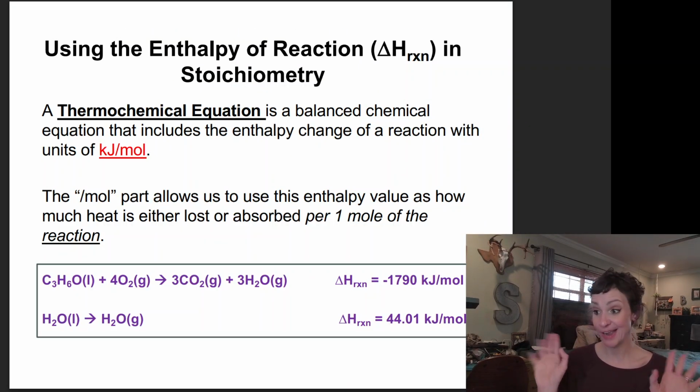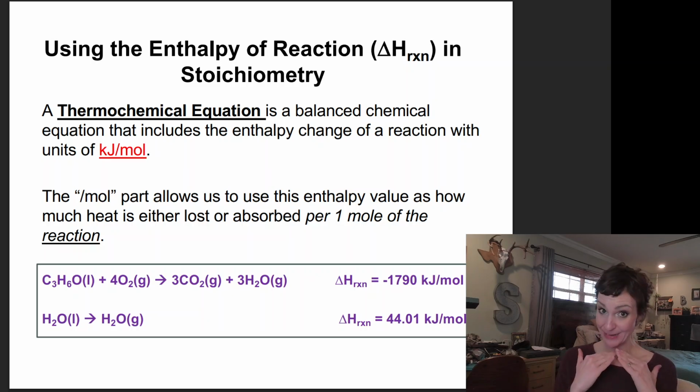Okay, now this is where everybody comes back in. Everybody has done stoichiometry before, so on-level kids, y'all are listening now. It says, using the enthalpy of a reaction in stoichiometry. You're like, oh my gosh, you guys. A thermochemical equation is any balanced chemical equation that includes the enthalpy change of a reaction with units of kilojoules per mole. That per mole part allows for us to use that enthalpy number value as how much heat is either lost or absorbed per mole of the reaction.